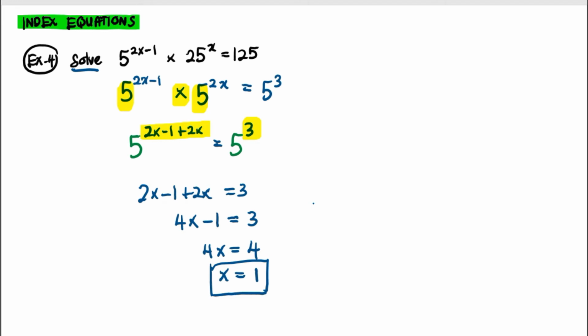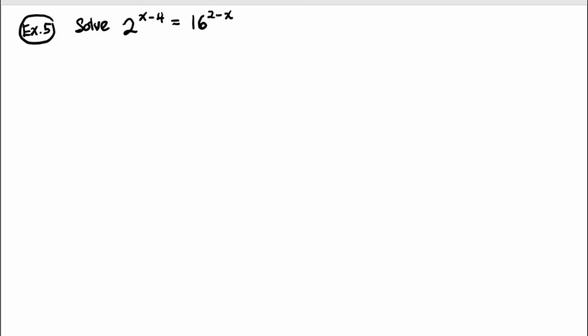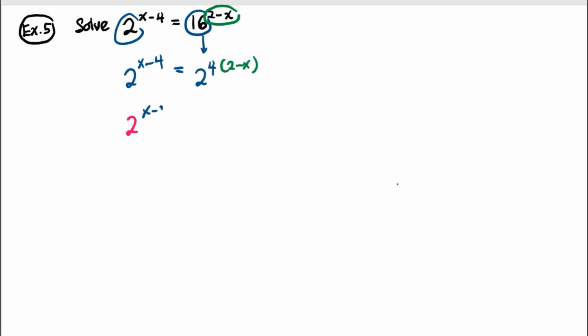And now, let's proceed with finding this solution. So what is the base? Of course, base 2 in this case. So we have 2x minus 4. 16, how to change to base 2, will become 2 to the power of 4. But outside, it will have 2 minus x. Please put it in a bracket. Now we have 2 to the power of x minus 4. This one will become 2 to the power of, if I expand that one, 8 minus 4x.